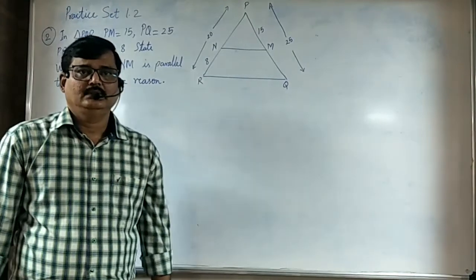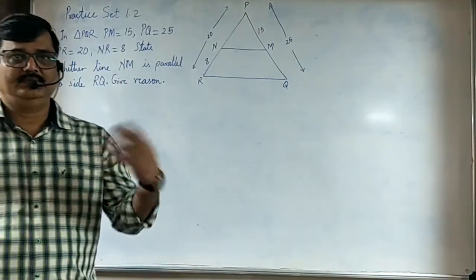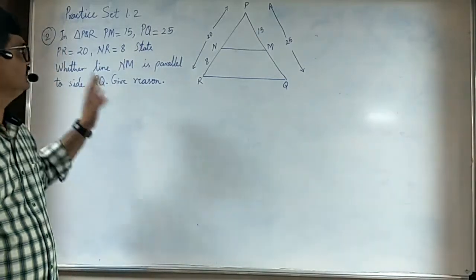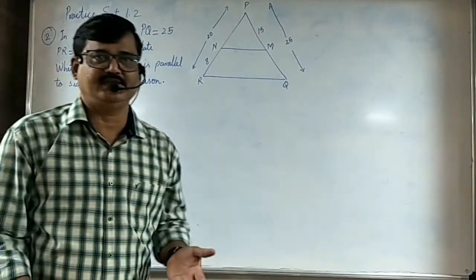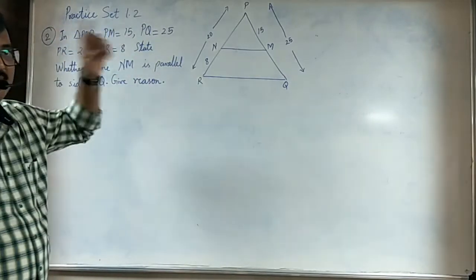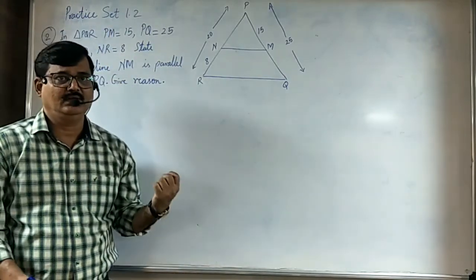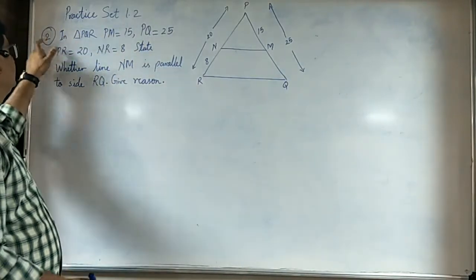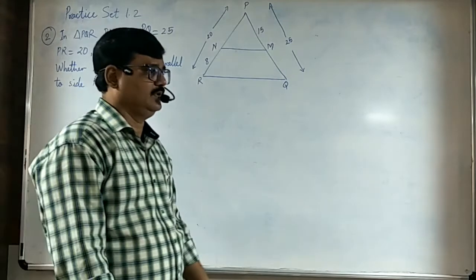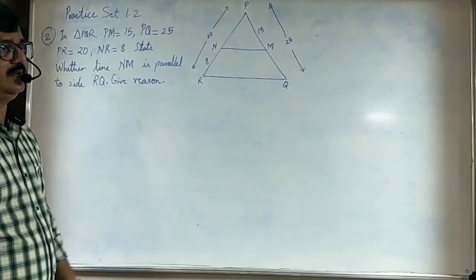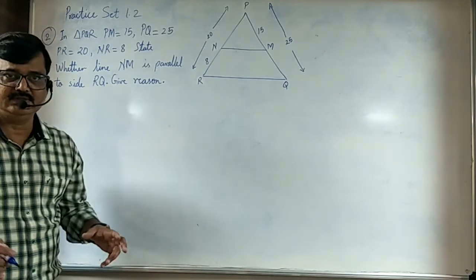Okay students, the previous sum we did was regarding the basic proportionality theorem. Now we are going to do a sum regarding the converse of the basic proportionality theorem, from practice set 1.2. Remember that was problem set 1, question number 7. Now this is the second question of practice set 1.2, all related to the converse of the basic proportionality theorem. Now we are going to see how it comes.